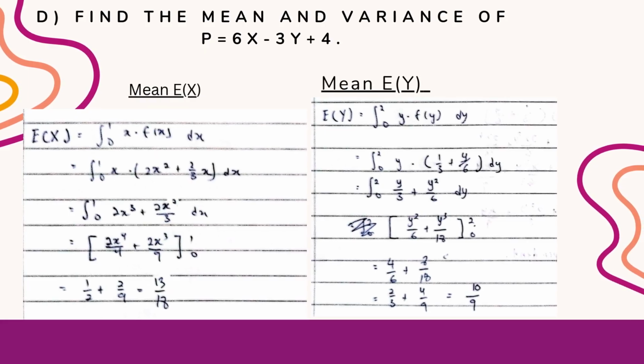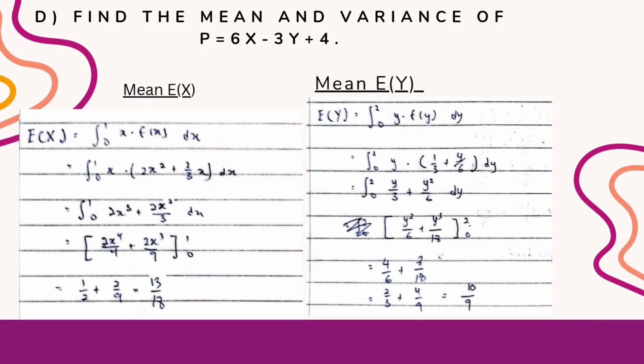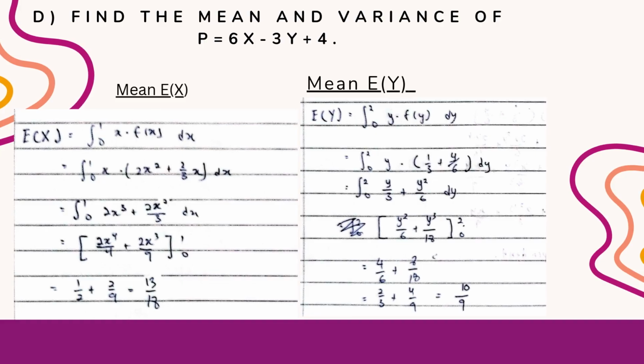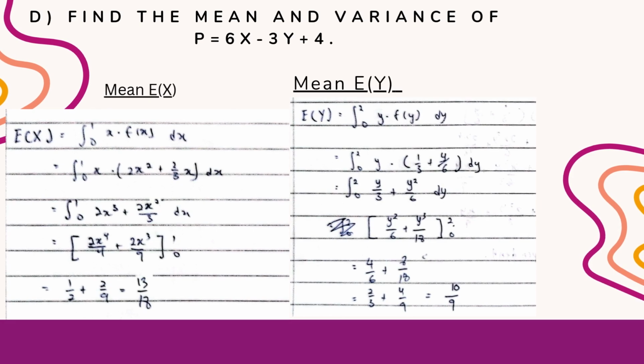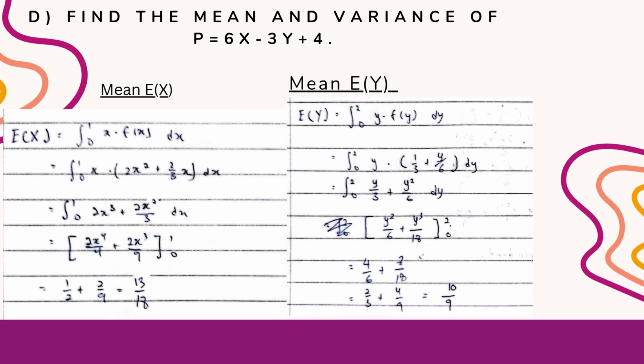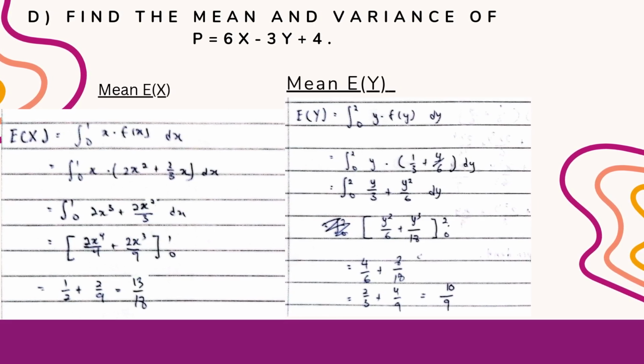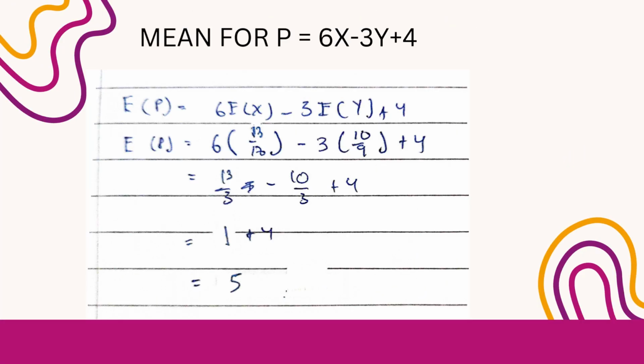While for y, it is the integral from 0 to 2 of y multiplied by fy, where fy is 1/3 plus y/6. We multiply by y, get y/3 plus y squared over 6, and then integrate with respect to y, and we get the mean for y as 10/9. After we find the mean for x and y, now we can find the mean for P. We put the calculated values into the equation, and we get the mean for P is equal to 5.